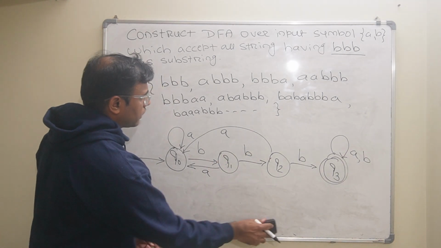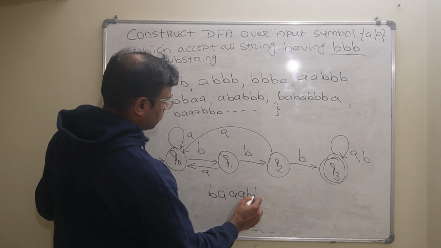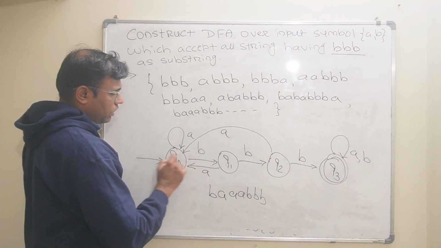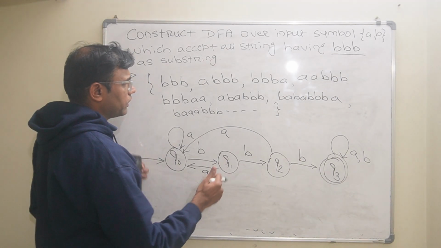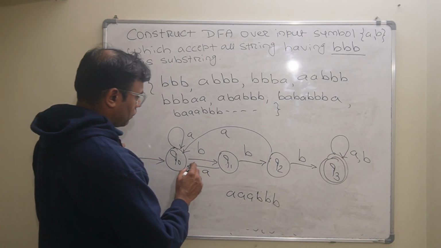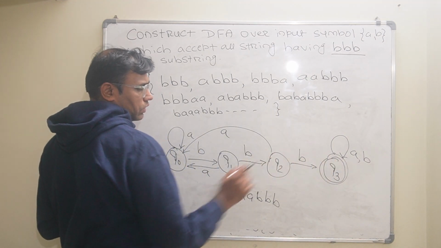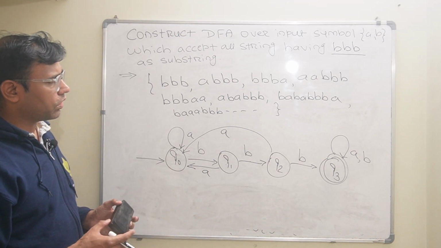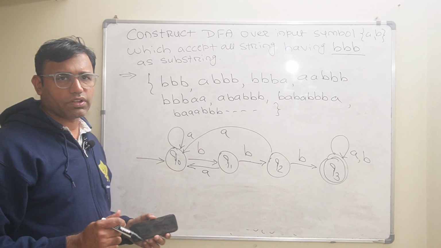Now let us try to trace the string. Let us say baaabbb. Then what will happen? ba, abbb reaches the final state. Now the next possibility is aaabbb. So aaa, 1, 2, 3, three times a, then bbb reaches the final state. So all the possibilities are almost covered. So this is your final DFA which will accept bbb as substring.